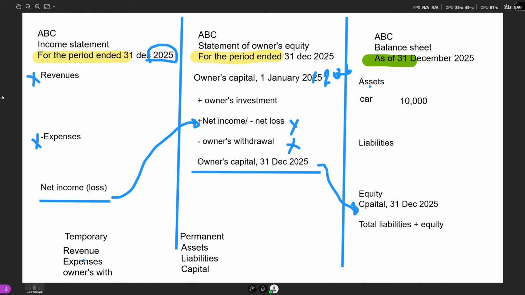So temporary accounts are revenues, expenses, and owner withdrawals. Permanent accounts are assets, liabilities, and capital. Temporary accounts are only relevant for one accounting period, which means that at the end of the accounting period, I need to remove them from my books. Why? Because I am done preparing my financial statements. I no longer need these accounts. So I need to close these accounts to remove them from my books. At the end of the period, when I am done preparing my financial statements, I need to close or remove the temporary accounts from my books.